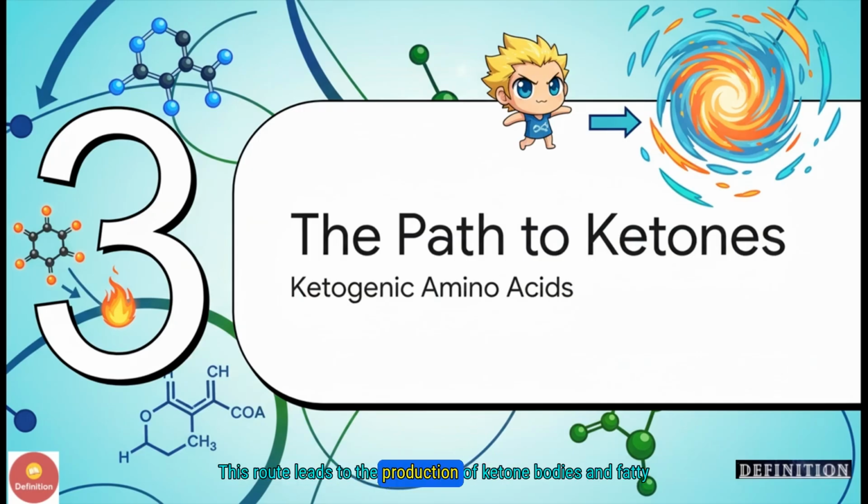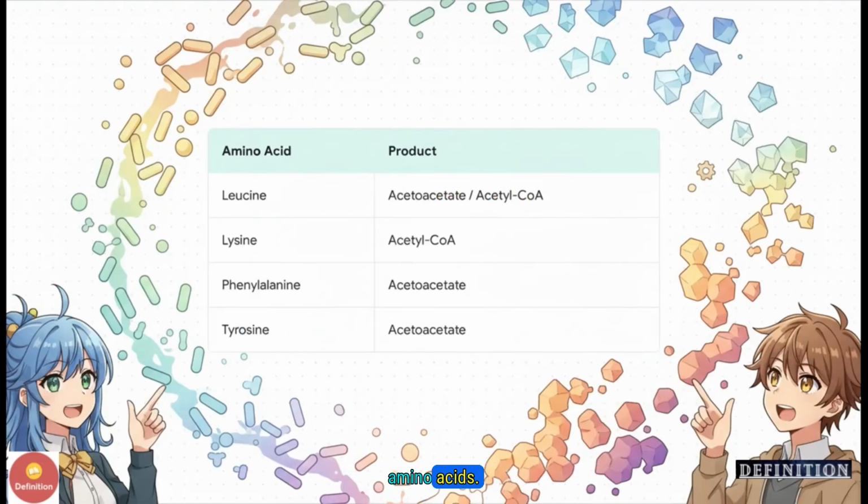This route leads to the production of ketone bodies and fatty acids, which is a whole other type of fuel source. The ketogenic amino acids break down into either acetyl-CoA or acetoacetate. Now here's the absolute unbreakable metabolic rule you gotta remember. The reaction to turn acetyl-CoA back into pyruvate is a one-way street, and in humans, it's permanently closed. This is exactly why these carbon skeletons can never be used to make a net gain of glucose.